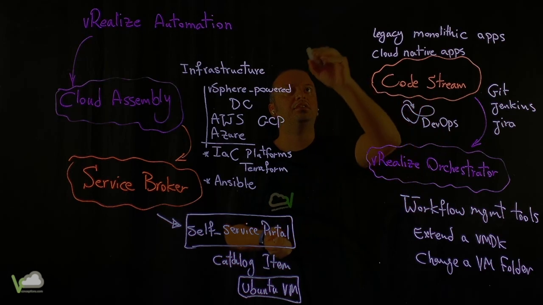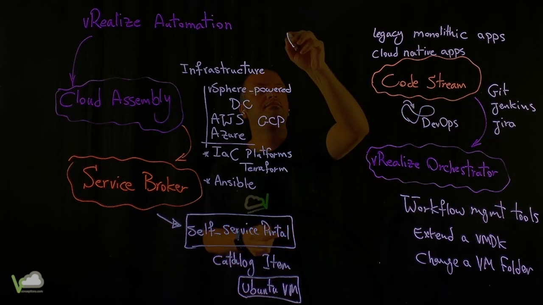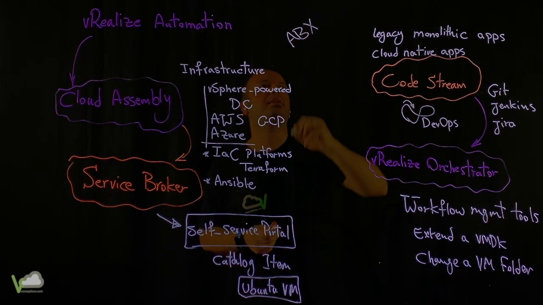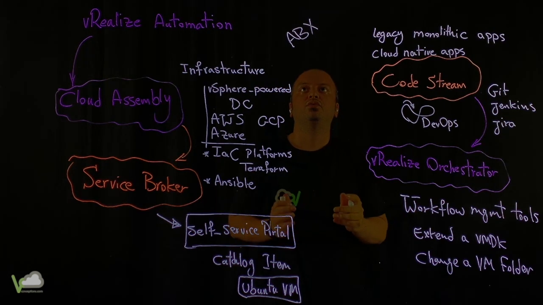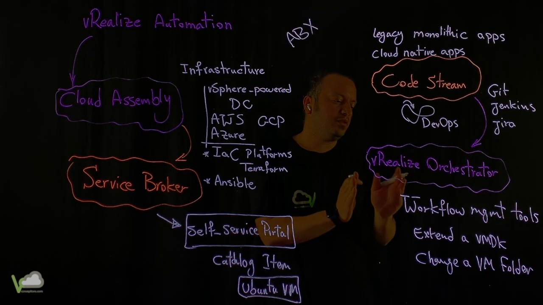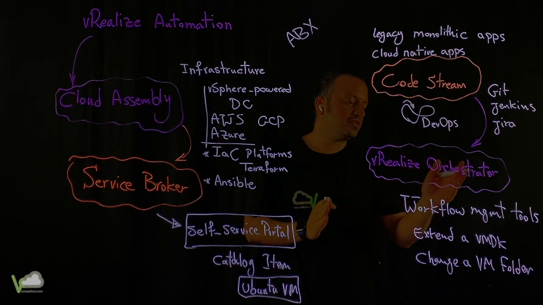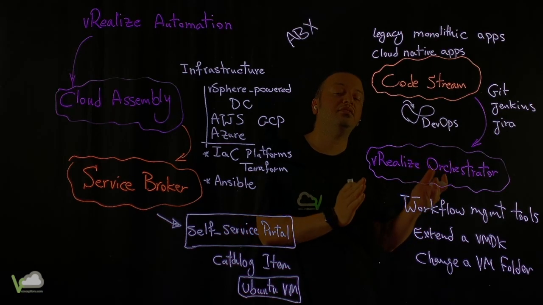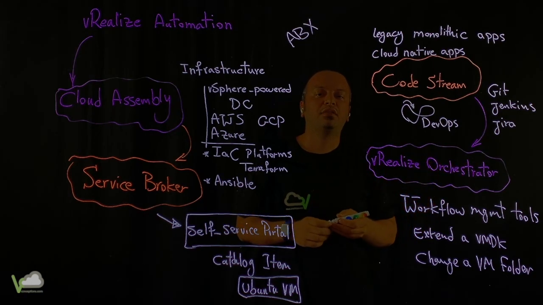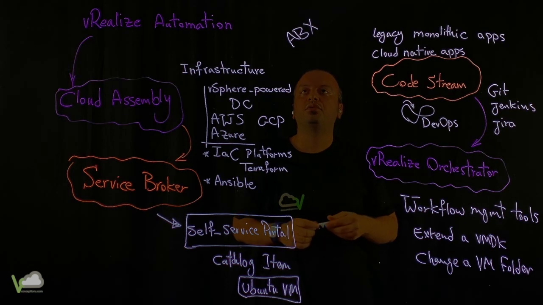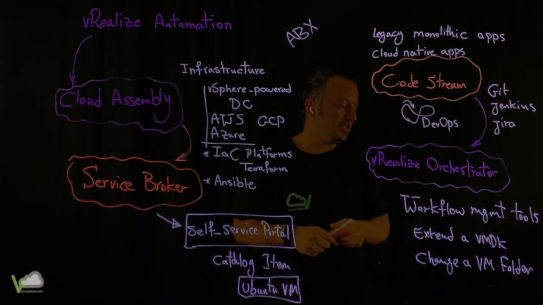Of course, VMware has introduced a concept called ABX. Let's write it here. Or action-based extensibility, where one of the components of ABX is VRO. It can be VRO. You can use Python or JavaScript or PowerShell here for day-two actions powered by ABX.